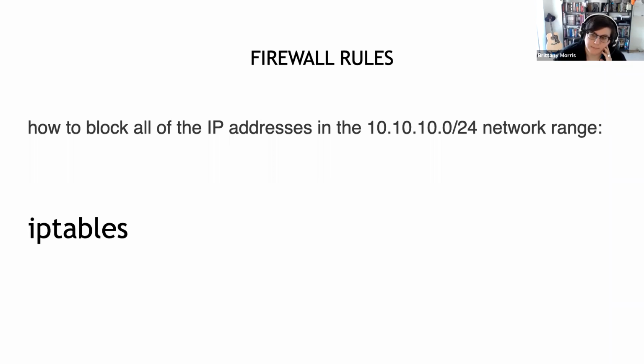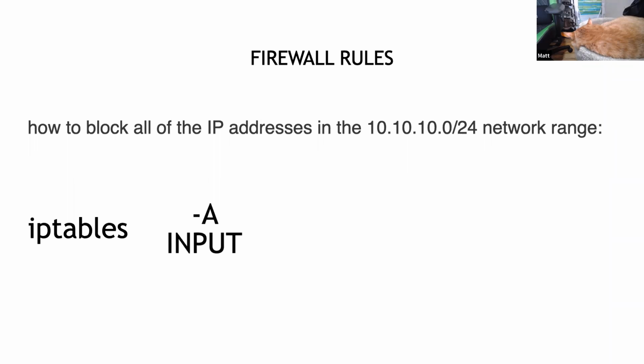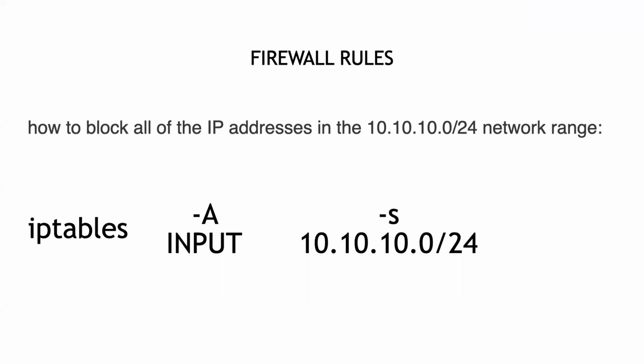Dash capital A. Yeah, it's capital A INPUT. And then... Can you not just do the IP address /24? Yeah, you can. I'm not sure if you actually have to add -s. I think you do. But yeah, -s, there you go. There's the IP address. You can add it with the CIDR notation, that slash notation. And then what do we want to do with all this traffic? -j DROP. Drop it all, right?